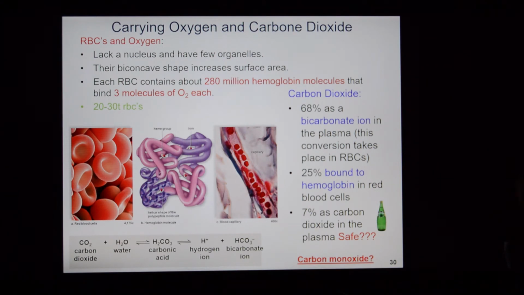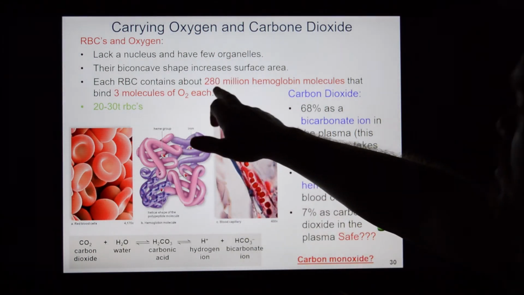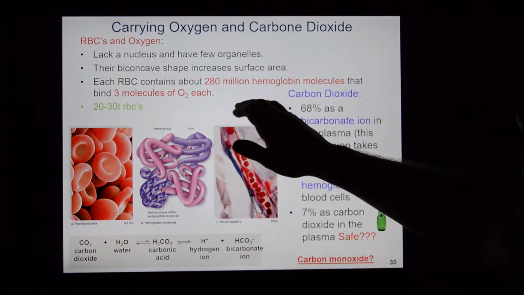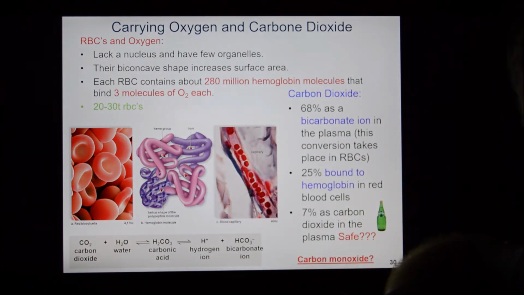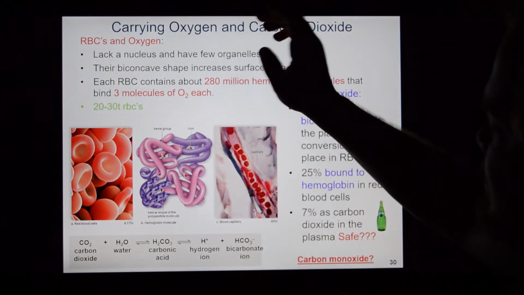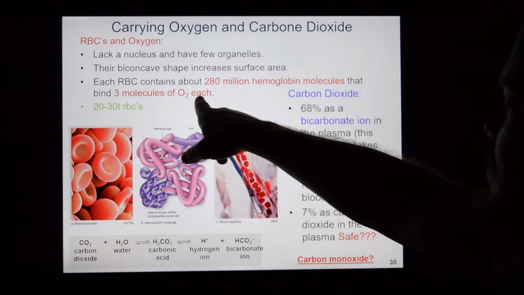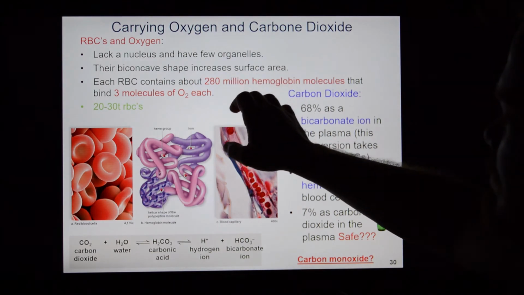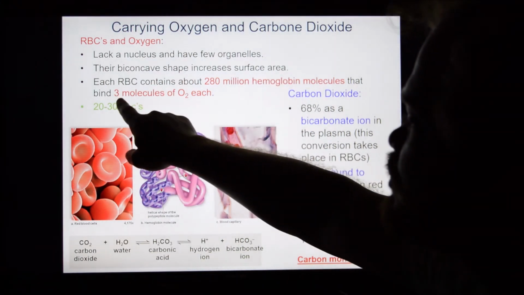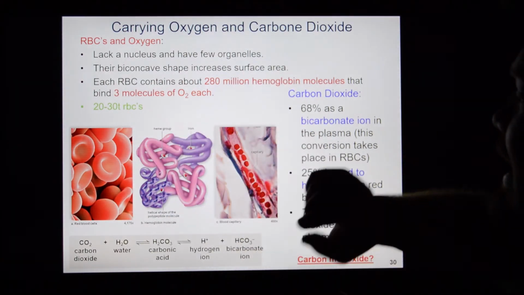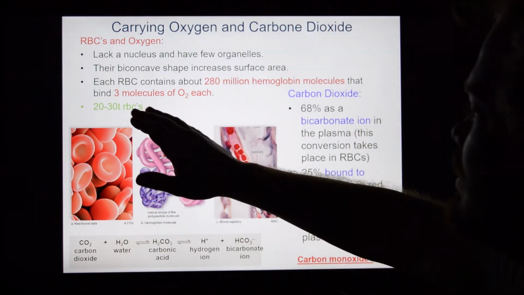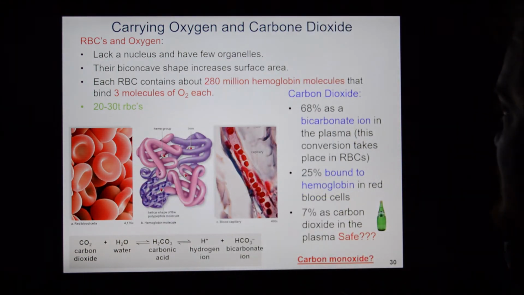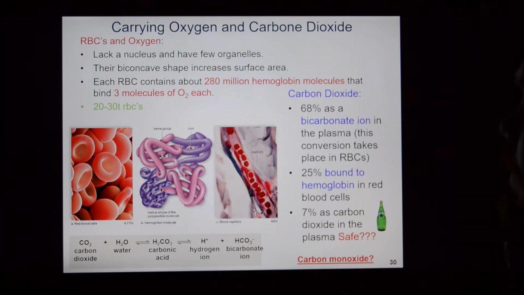Each red blood cell contains about 280 million hemoglobin molecules. And again, I would never ask you this. This is kind of for fun. Each of which can bind 3 molecules of oxygen. And in a drop of blood, you've got 20 or 30 trillion red blood cells. In other words, man, we can store a lot of oxygen in our tissues.